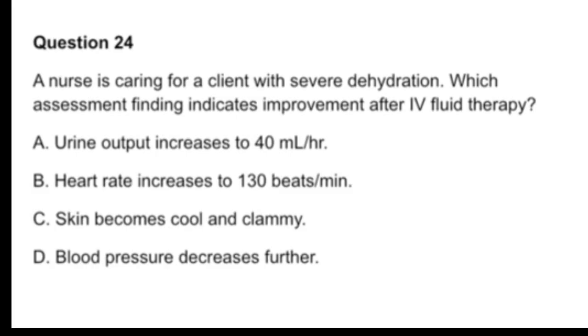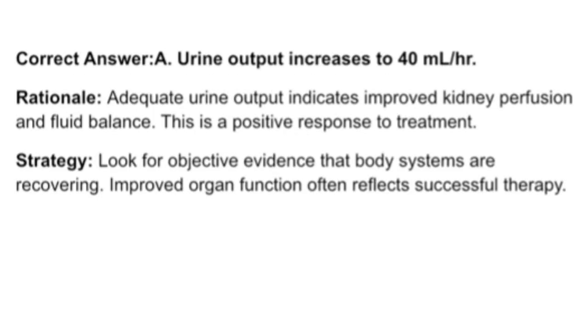Urine output increases to 40 milliliters per hour. B. Heart rate increases to 130 beats/min. C. Skin becomes cool and clammy. D. Blood pressure decreases further. Correct answer. A. Urine output increases to 40 milliliters per hour.